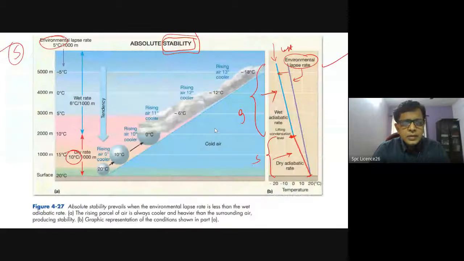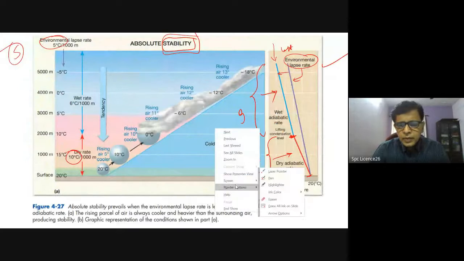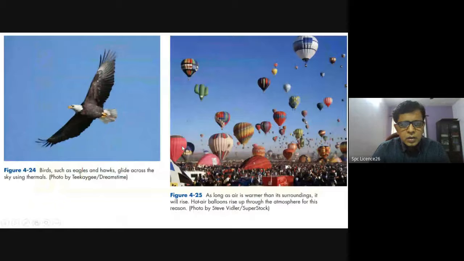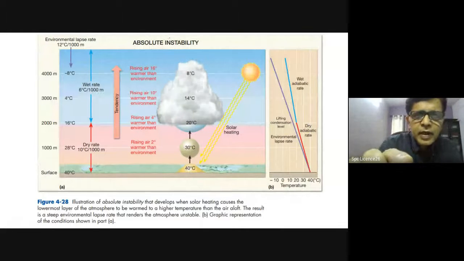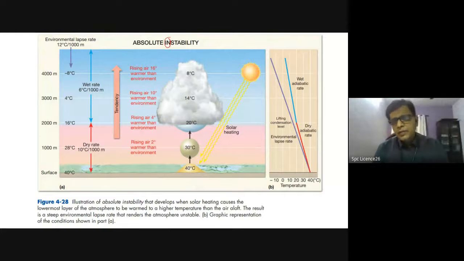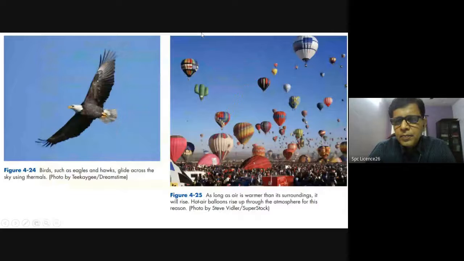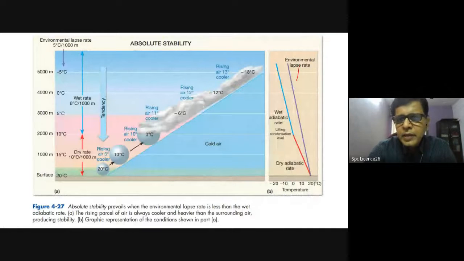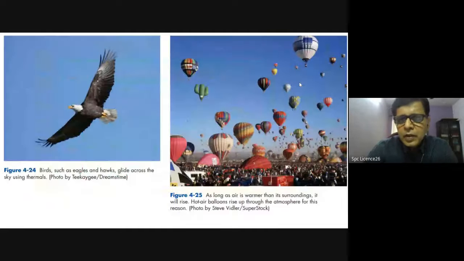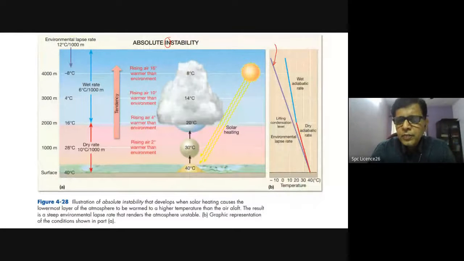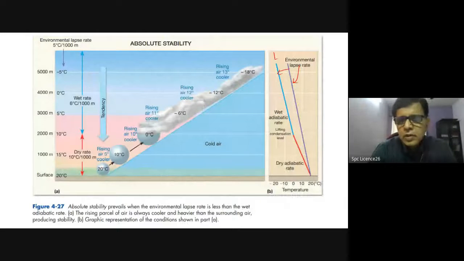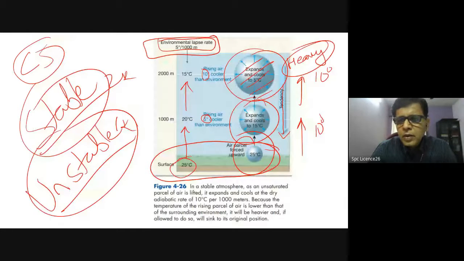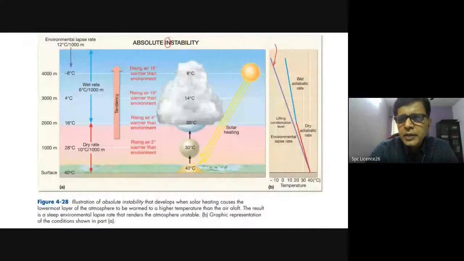Now, as against this, what is going to be absolute instability? You'll see that from absolute stability, we have added instability. Now you'll see what has happened. This was the environmental lapse rate here. The environmental lapse rate is here now. The curve was to the left. Now the curve is to the right.